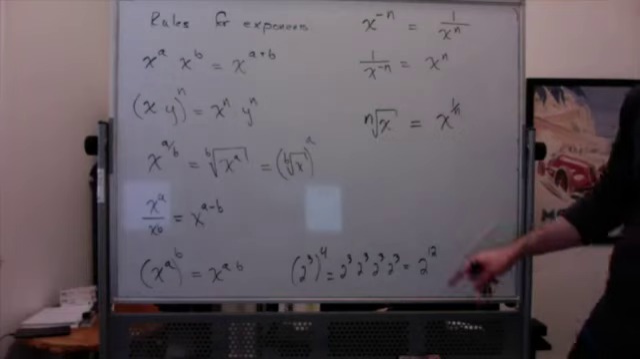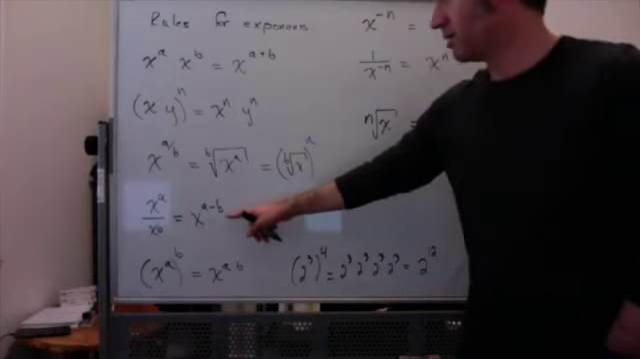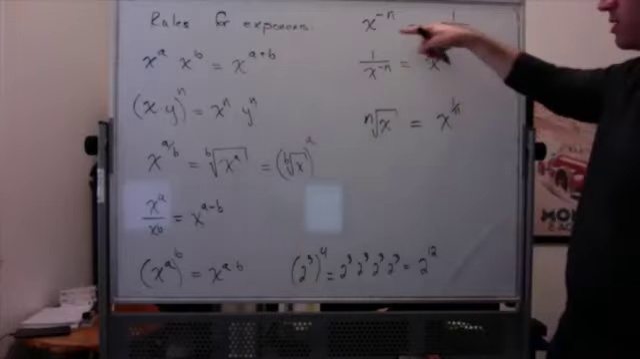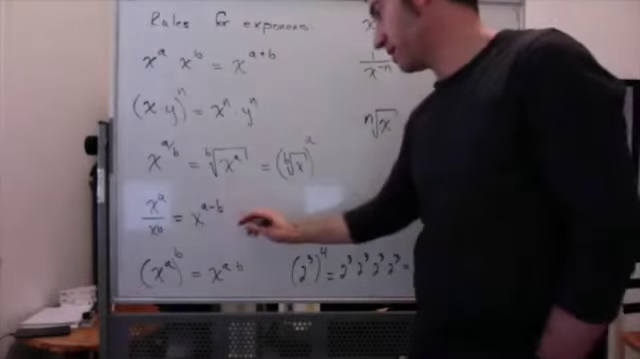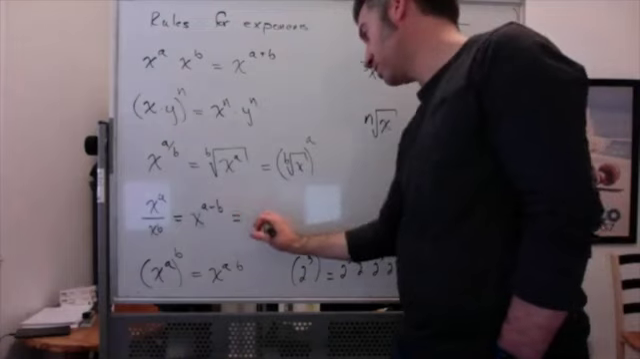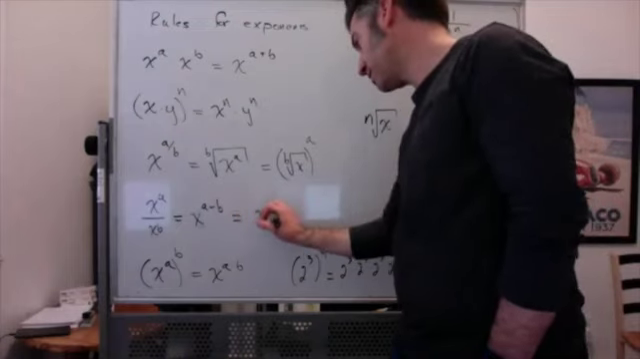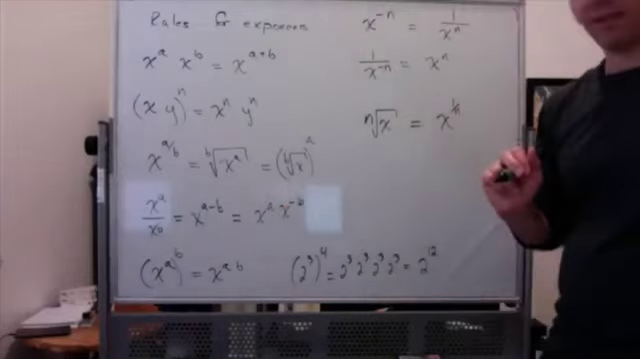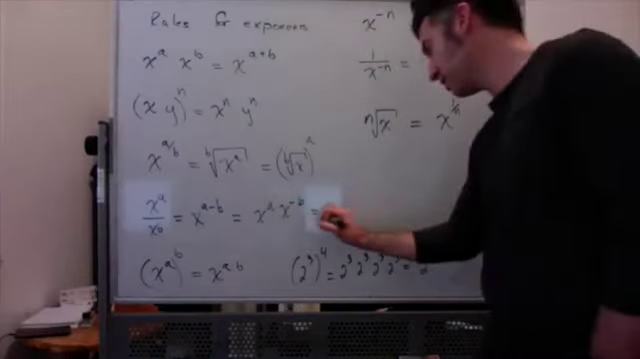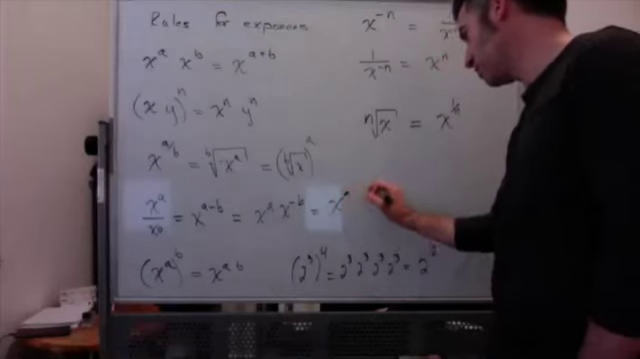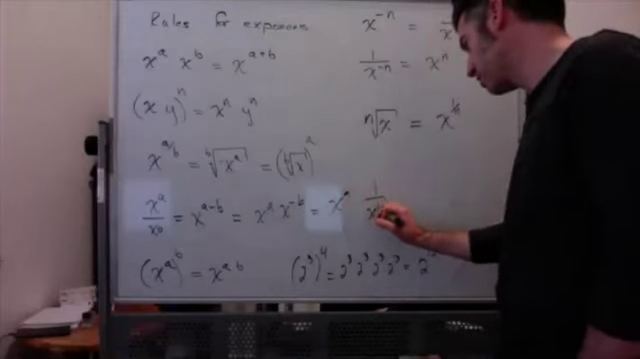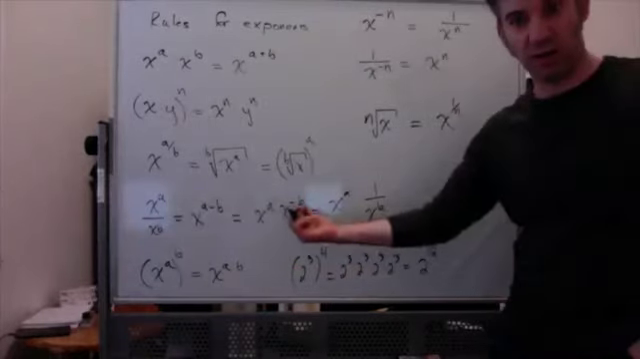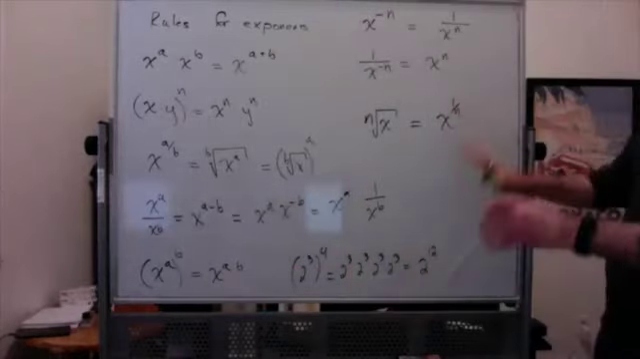And then the last thing I want to say about this rule right here is that this really is this rule combined with this rule here. So if you write x to the a minus b, that's really the same as x to the a times x to the minus b. But x to the a times x to the minus b is really x to the a times 1 over x to the b, which is just that. So I just want to point out that these kind of all go together. Questions about any of these rules?